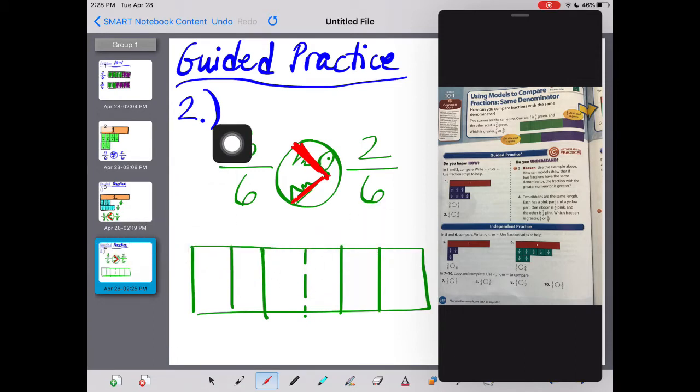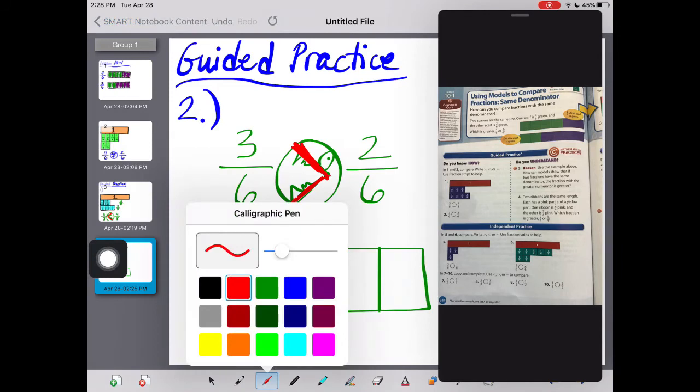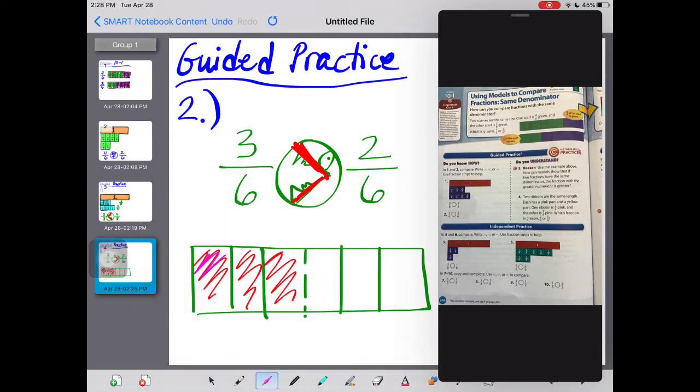So in this instance, we have 3/6. 1, 2, 3. And in that one, there's only 2. So let's make a different color. Let's make it pink. 1, 2. So therefore, there's an extra one that's been shaded. This is bigger.